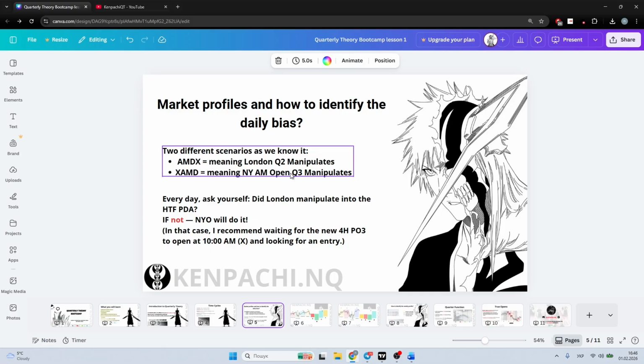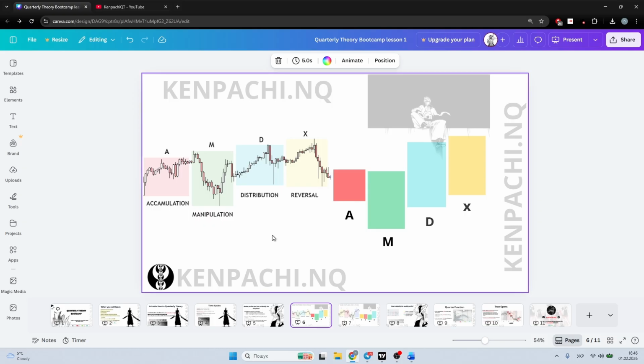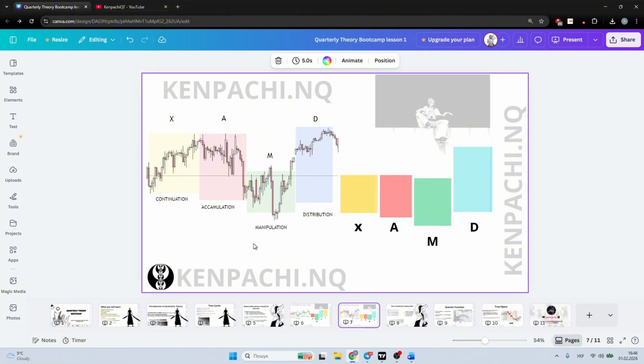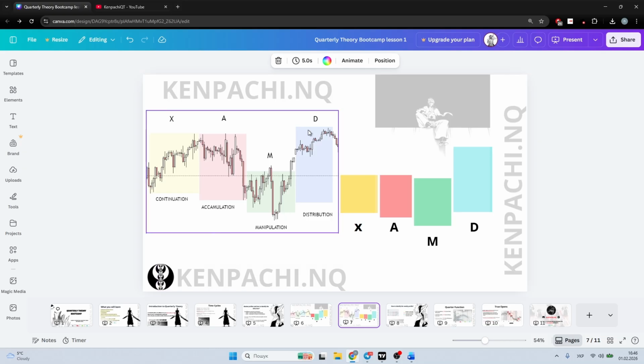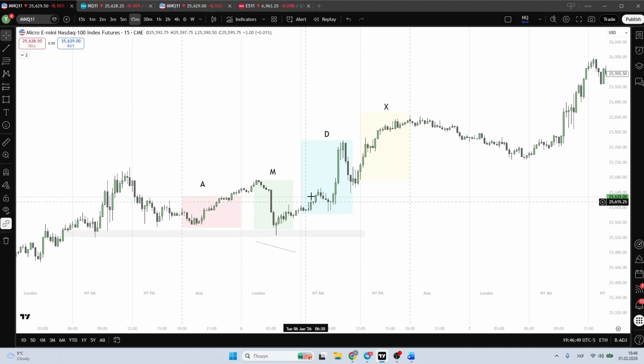Meaning New York AM Open, Q3, manipulates. That's pretty much it. Again, look at examples: accumulation, manipulation, distribution, reversal. It's pretty easy to understand. Don't overcomplicate it. This is really easy to understand. Either London manipulates during the daily cycle or New York. And we want to look only for the manipulation move to trade or the distribution move to trade, because these are the best moves of the day.